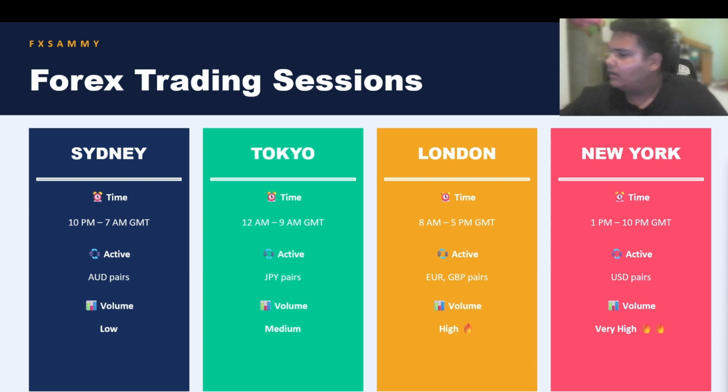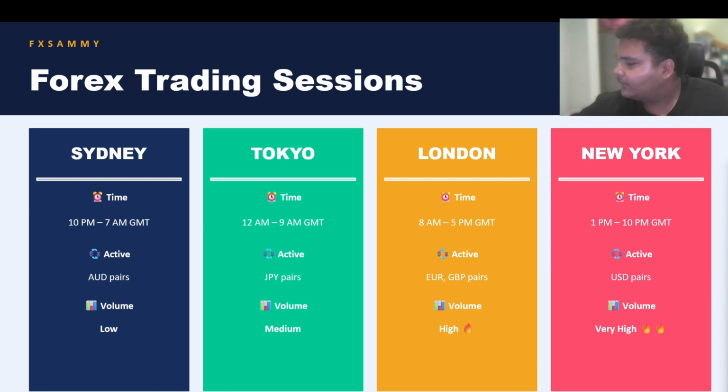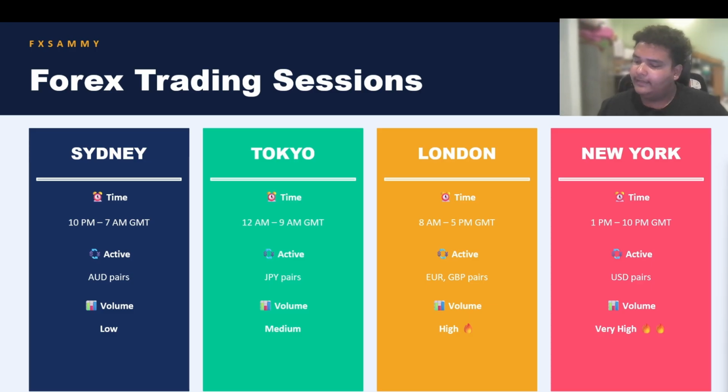Let me tell you, in Indian time, it works out as: Sydney is almost 3:30 a.m. to 12:30 p.m. The Tokyo session is 5:30 a.m. to 2:30 a.m. and the London session is 12:30 p.m. to 9:30 p.m. and the New York session is 5:30 p.m. to 2:30 p.m. At 6:30 the market overlaps the London and New York sessions. So at that time the market is usually volatile.